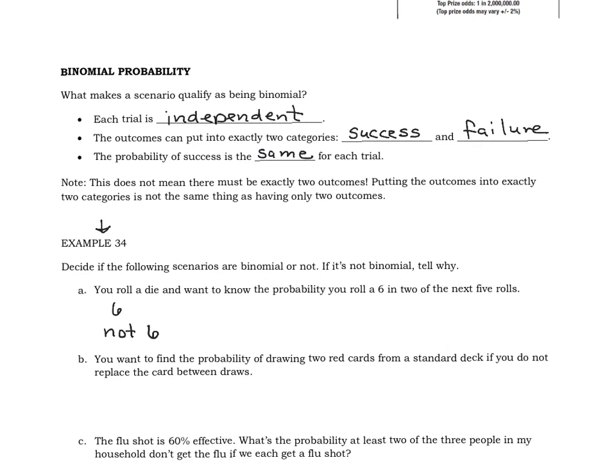And as far as it being independent and the probability of success being the same for each trial, let's think about that. If you roll a 6, the probability of rolling a 6 the next time would still be the same as if we're going to roll a 6 for the first time. It's not like if you roll a 6 on a die, you can't ever roll that again. So this would be binomial.